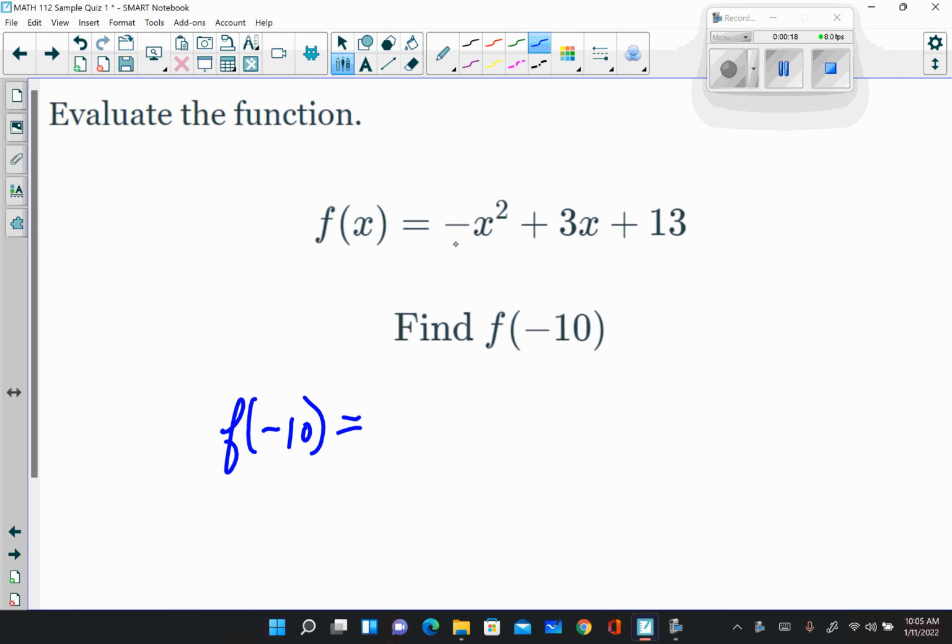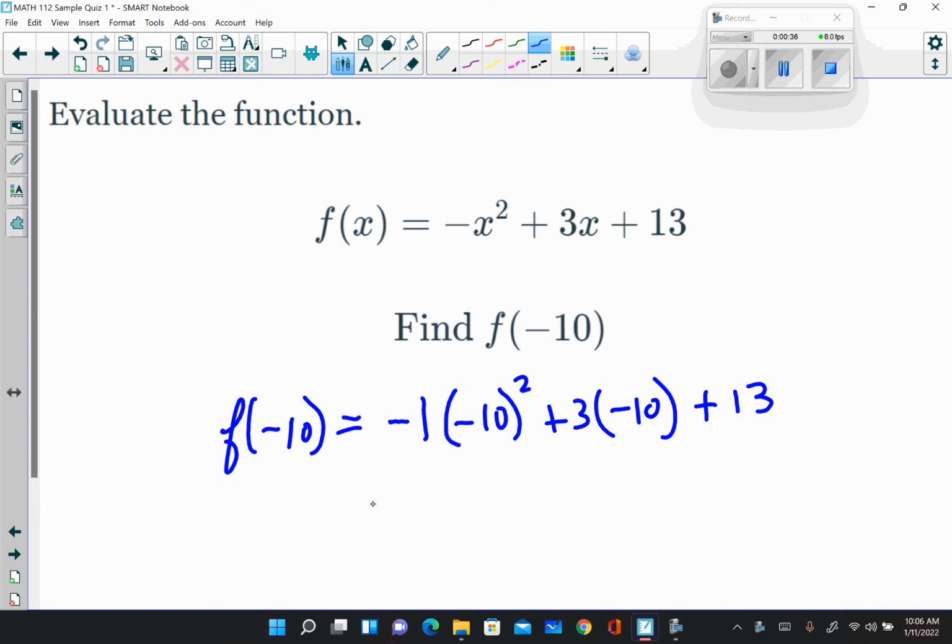This negative in front of the x squared means it's the negative 1 understood times whatever x is squared, plus 3 times x means plus 3 times whatever x is. Plus 13 gets brought down.